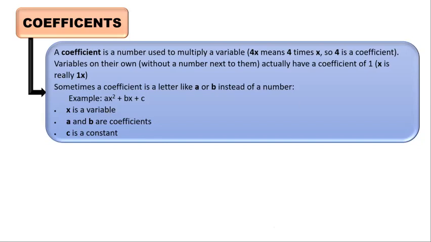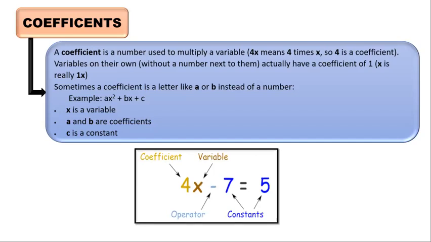Now, we have here another example. 4x minus 7 is equal to 5. The coefficient here is 4. The variable is x. The operator is subtraction. The constants are 7 and 5.